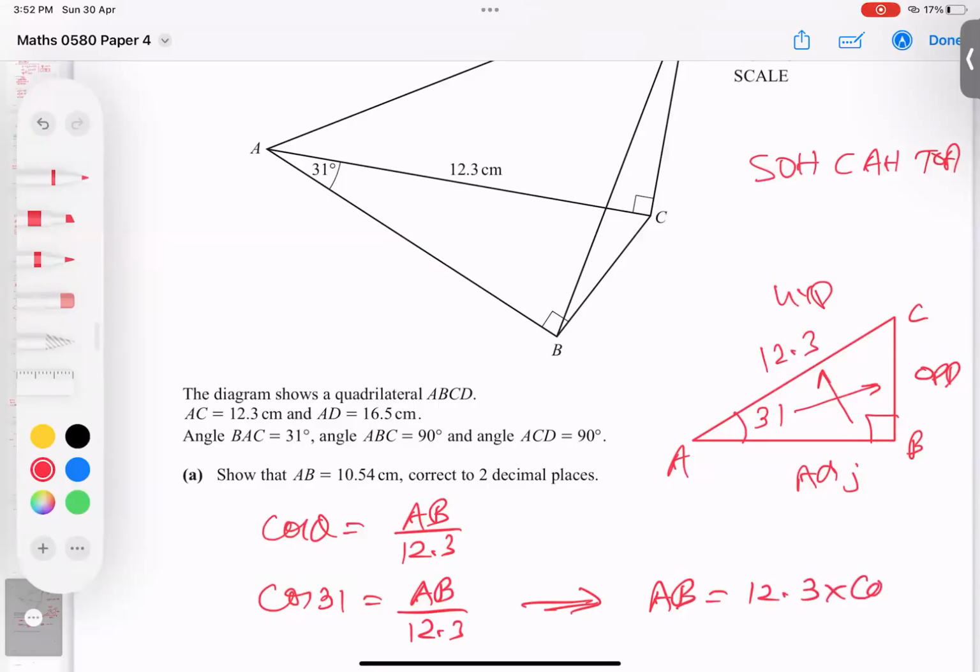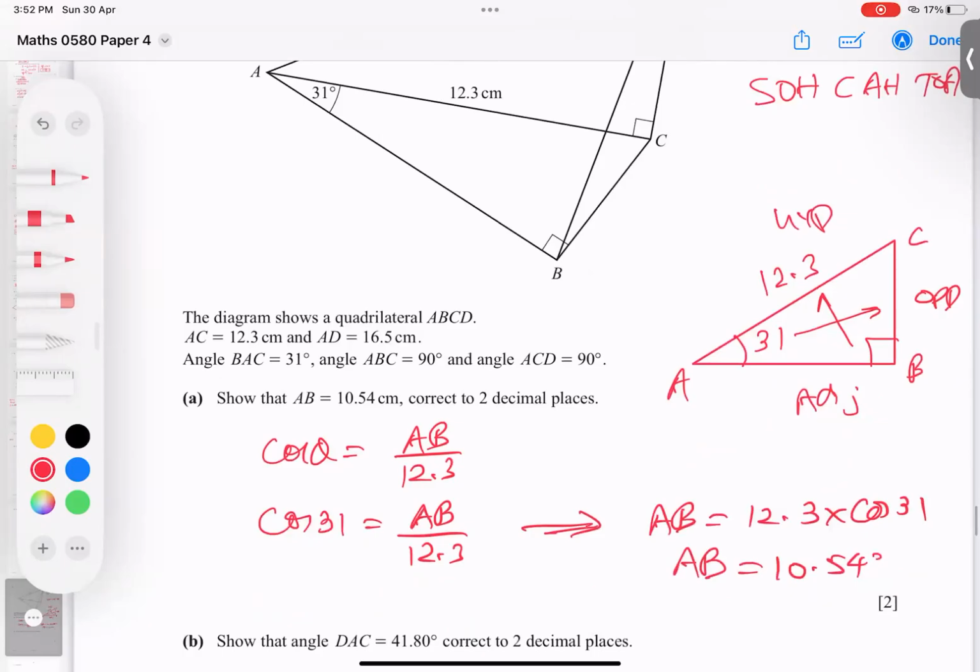12.3 times cos 31. Students, let me check it with my calculator. And I believe, inshallah, yes, it's coming the same, 10.54. Actually 10.54 and after that 3, 2. After rounding, I'm getting 10.54 centimeters. Proved. So let's go for the next part.